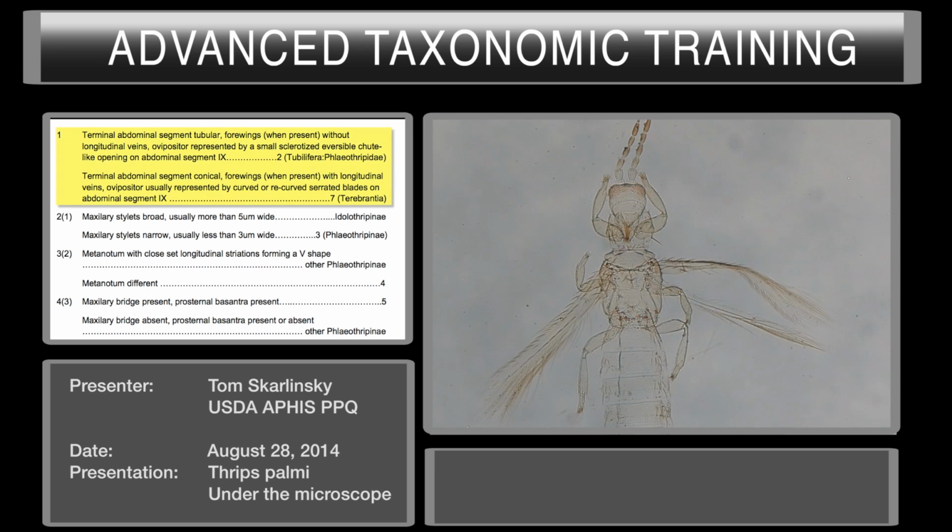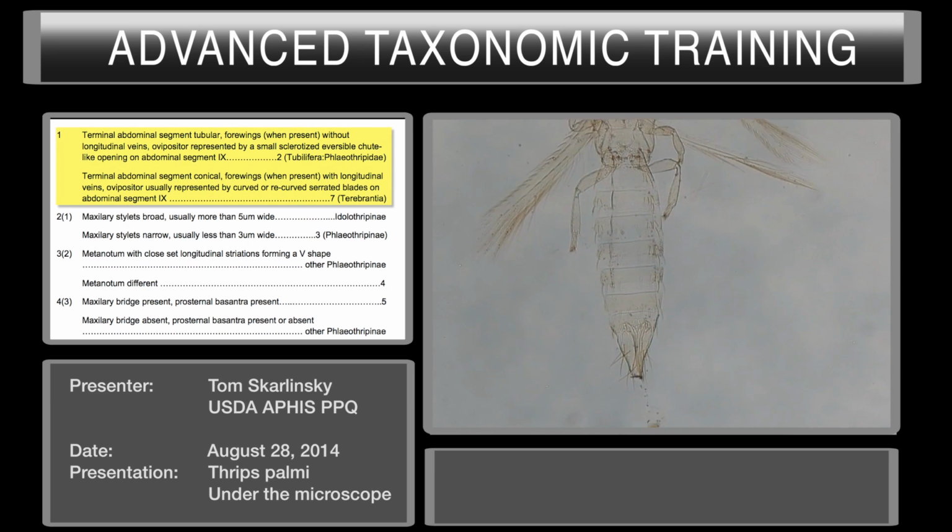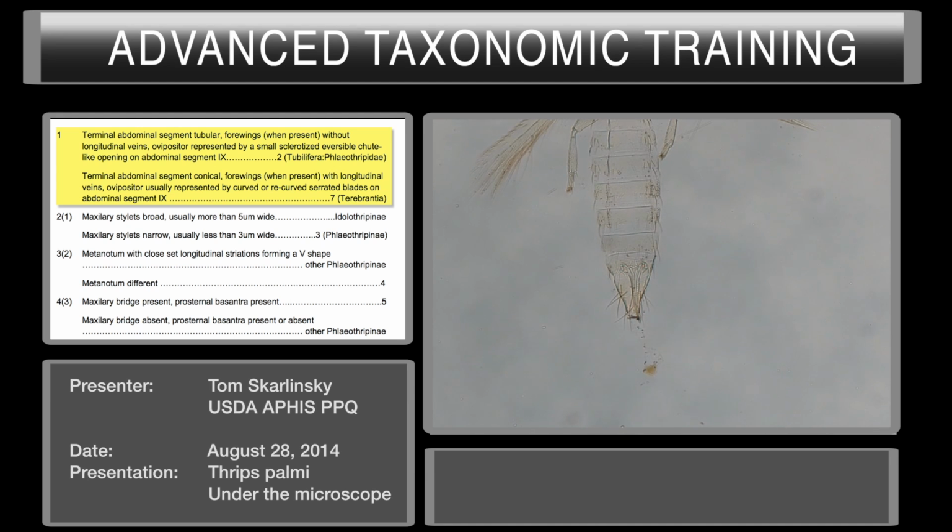First, we're going to look at the abdominal segment, the final abdominal segment. Let's go ahead and take a look at it. Is it tubular in form or is it conical? Well, you can pretty much discern that it is conical, shaped like an upside down cone.